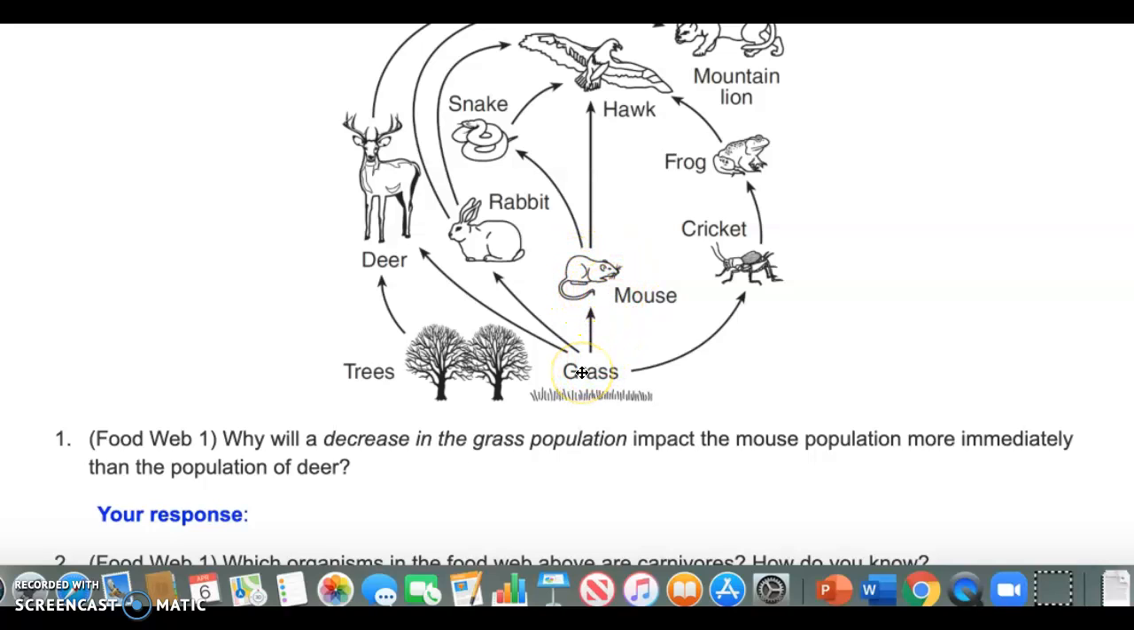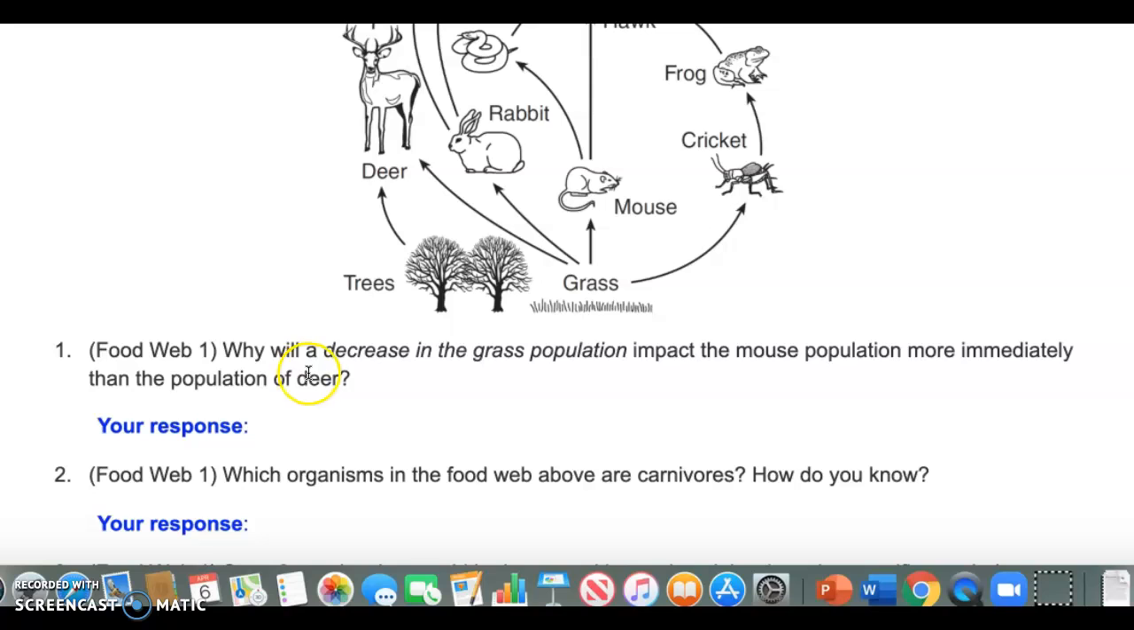And then for, what's the other one? Deer. So I'll see grass points in the arrow of deer. I know it's a food source for deer. Let me see if there's any other food sources though. Well, I see there's also trees, right? So the deer has 2 sources of energy, one of them being grass, while the mouse only has 1 source of energy. So this question again is asking, why will a decrease in the grass population, right? Why will less grass impact the mouse population more immediately, more severely than the population of the deer?